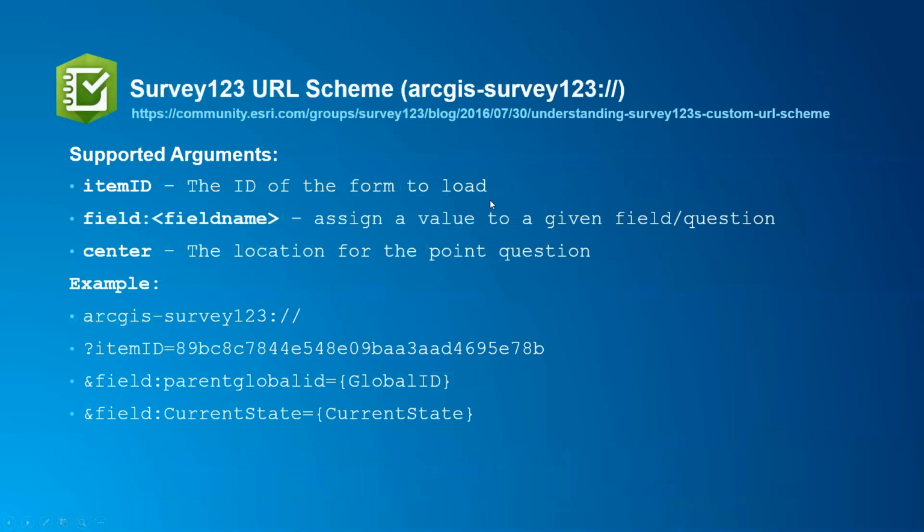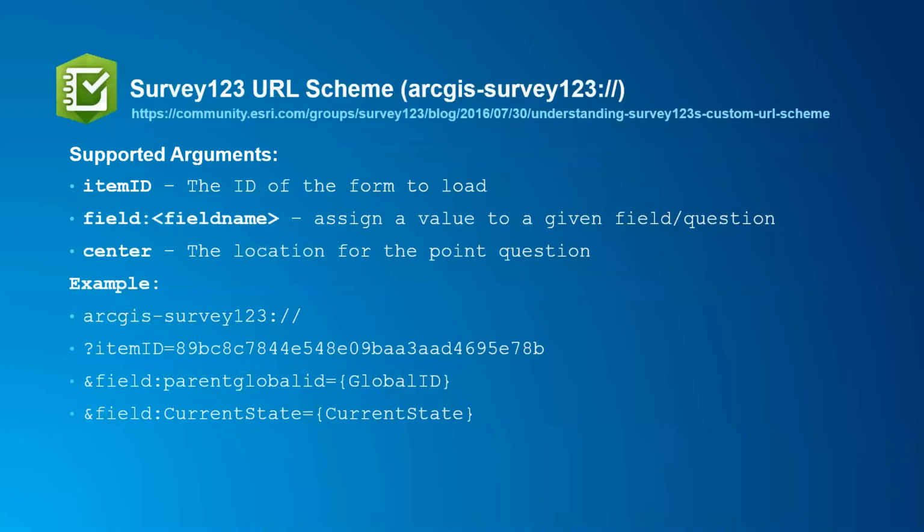Okay, so there's our Survey123. You can pass in as many fields as you want. So the parent global ID is typically the one you need if you want to maintain a relationship. But you can pass in as many other parameters into Survey123 as you want. There may be a certain limit on the number of characters for the hyperlink as a whole, but I think it's over 2,000 characters. So once you maintain that limit, it should be okay.